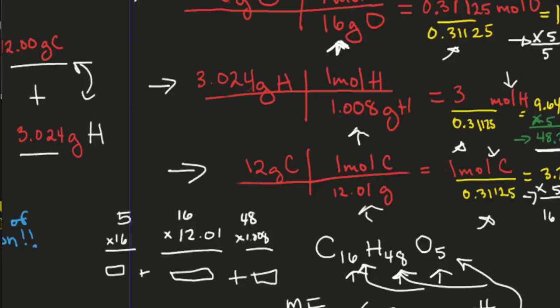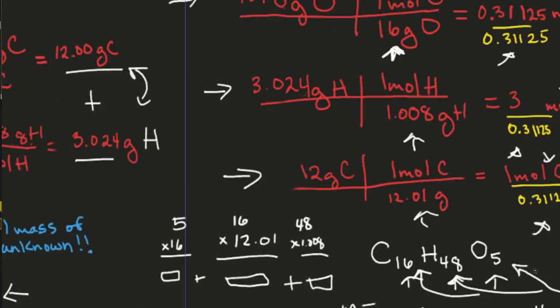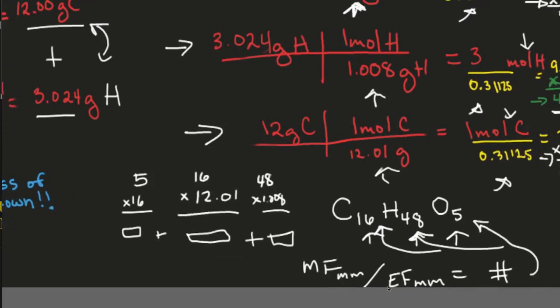Okay? Now, had you been given a molecular formula molar mass, what you would have done is found the mass of this empirical formula right here by doing 5 times the mass of oxygen, 16 times the mass of carbon, and 48 times the mass of hydrogen. Adding those answers up, that gives you the molar mass of the empirical formula. And once you got that molar mass, you take your molar mass of your molecular formula divided by that empirical formula molar mass you just calculated, and you take that constant times all 3 of these where the arrows are pointing.